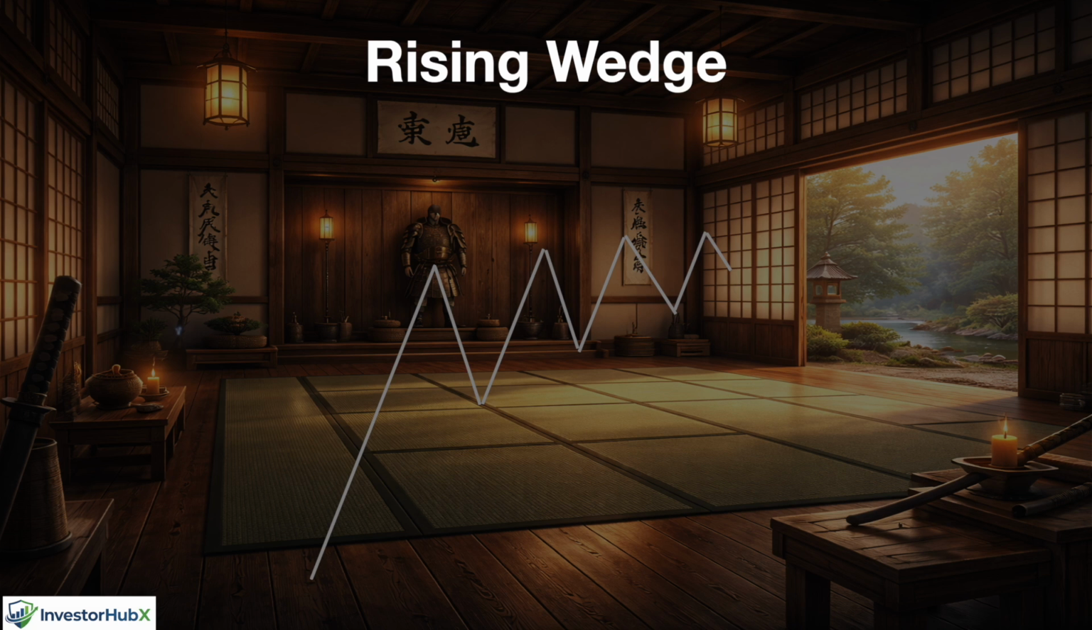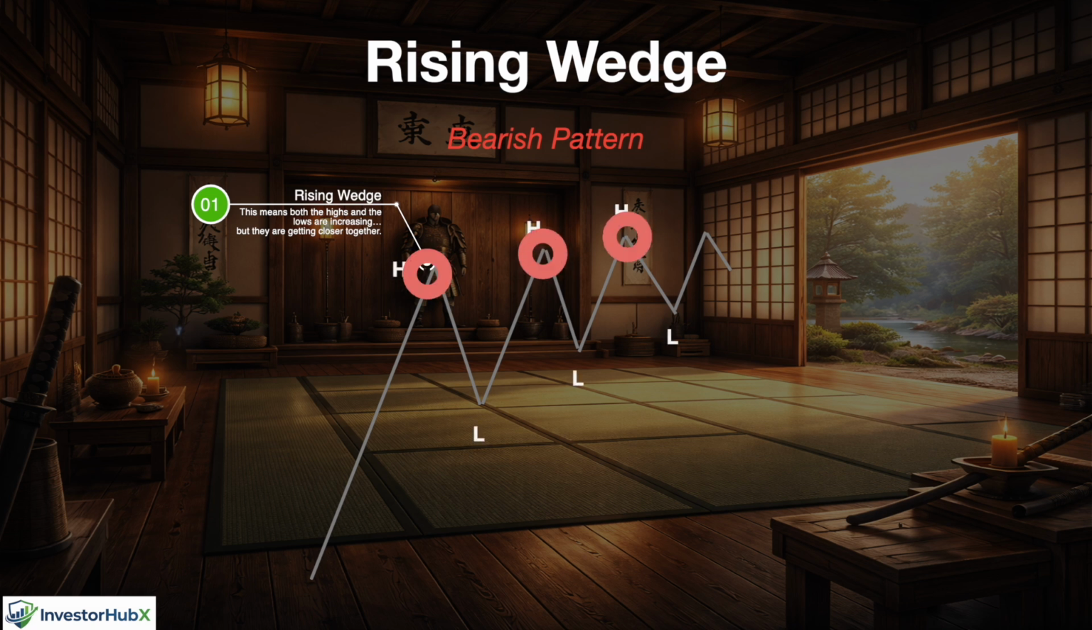Let's start with a rising wedge. A rising wedge is a chart pattern where price is moving upwards, but at the same time, the range is getting tighter. This means both the highs and the lows are increasing, but they are getting closer together. At first glance, it looks bullish. Price is going up, higher highs, higher lows. But here's the problem. Buyers are getting weaker.